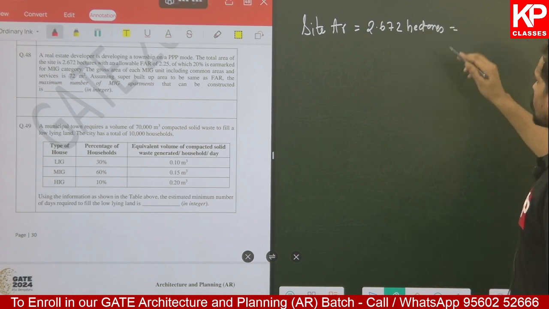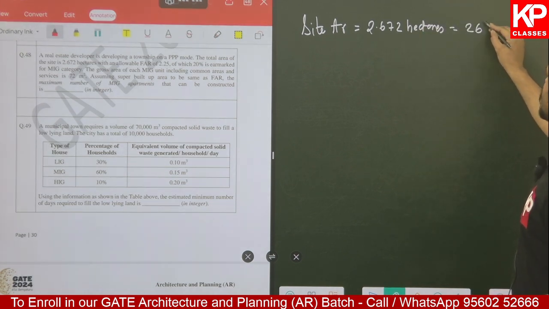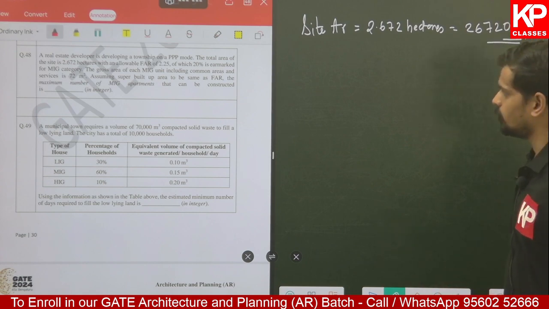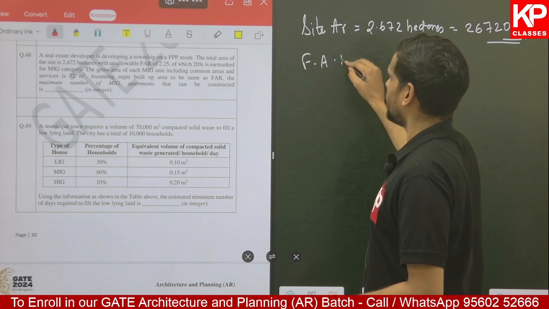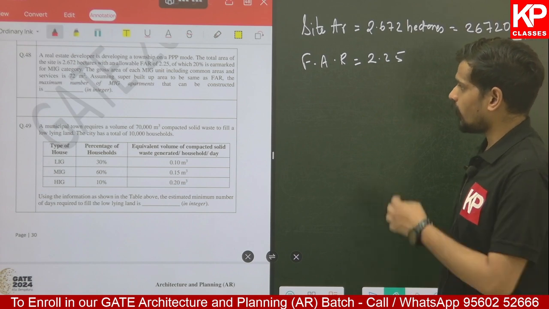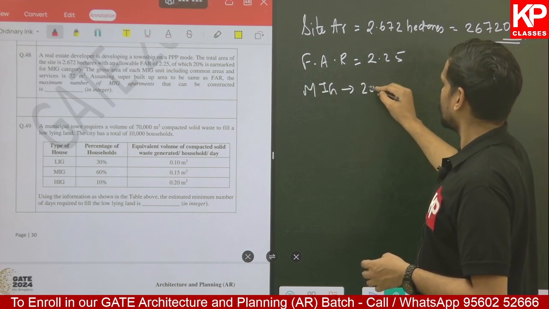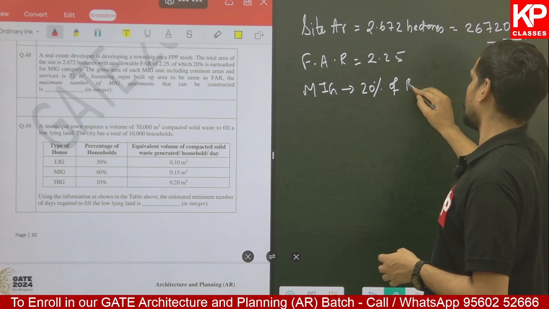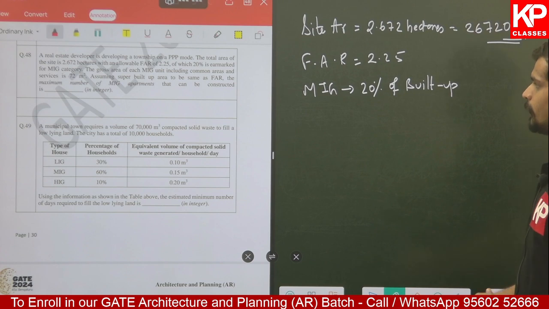So in square meter, how much will this be? Into 10,000, so this will move forward by 4 decimal places. It will be 26,720 square meter. That's the site area. Furthermore, they are saying that the floor area ratio, FAR, is 2.25, of which 20% of the built up area is earmarked for the middle income group, MIG category.